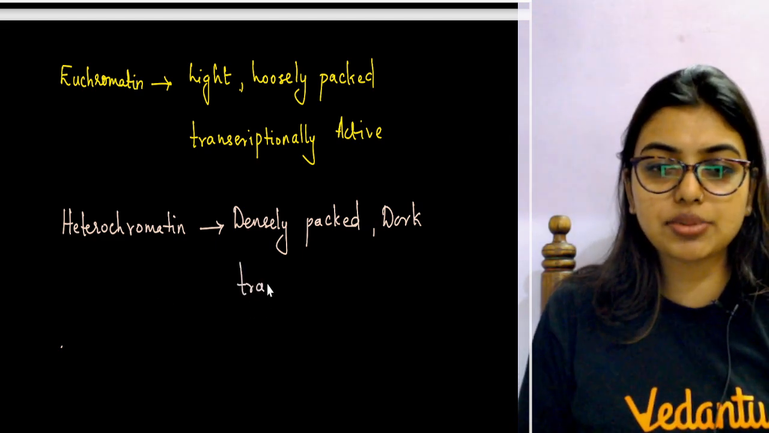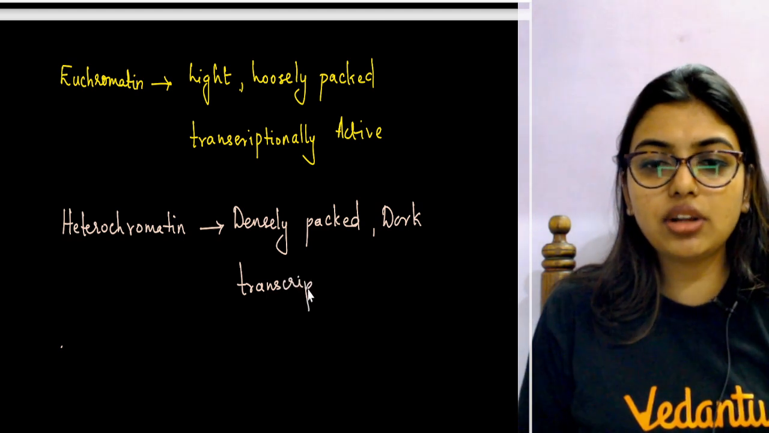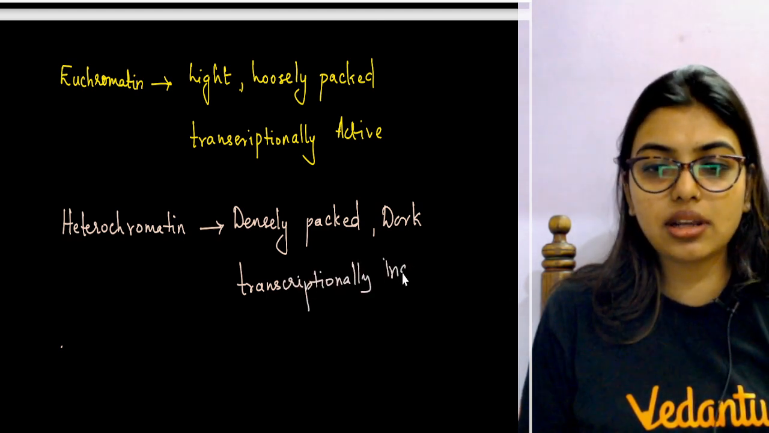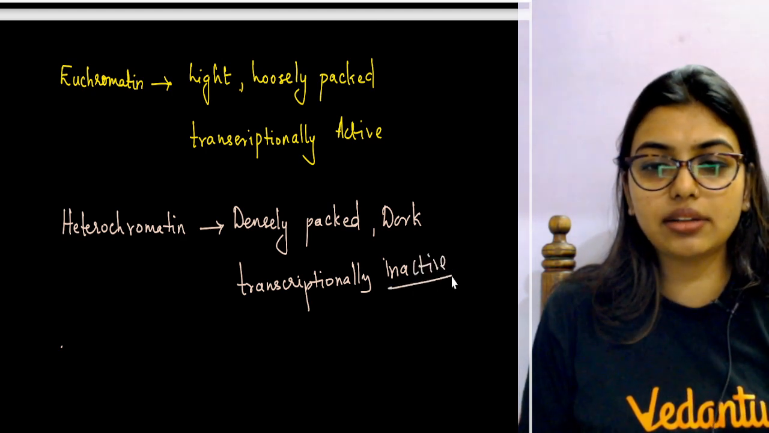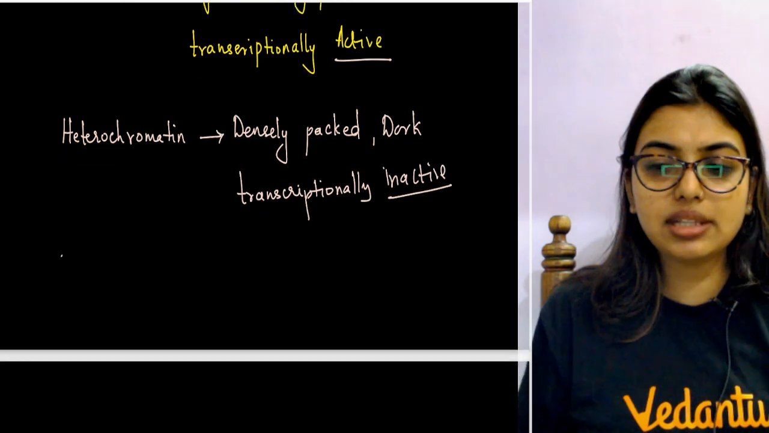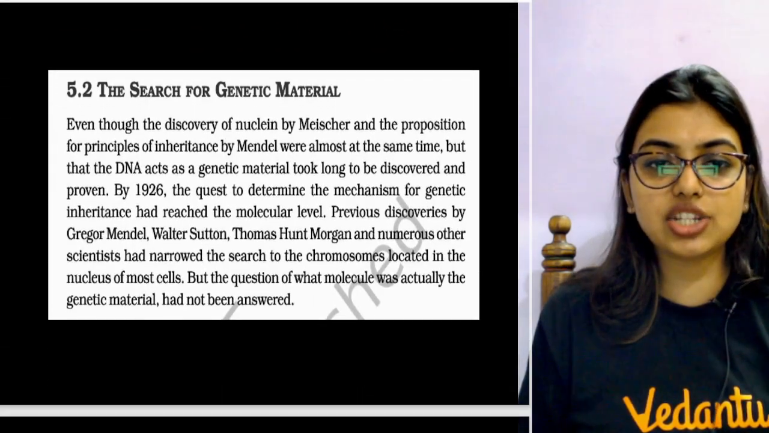This is going to be transcriptionally inactive. So even if you learn one, you can write the other one just the vice versa or the opposite. Okay, inactive. This is inactive, this is active. Done. Now we'll go to one of the experiments that proved that DNA is the genetic material.